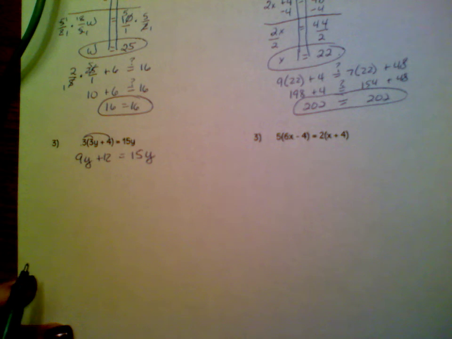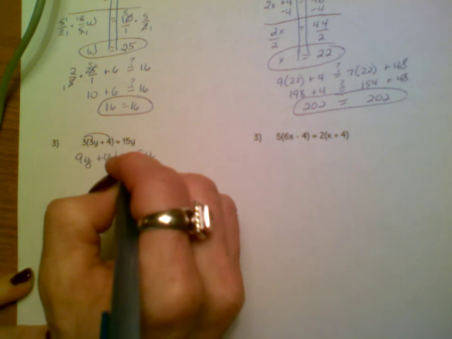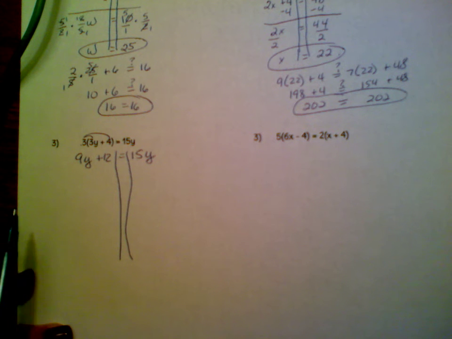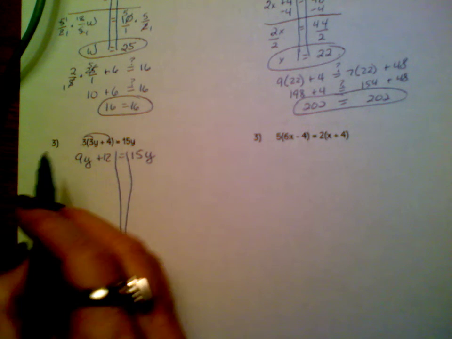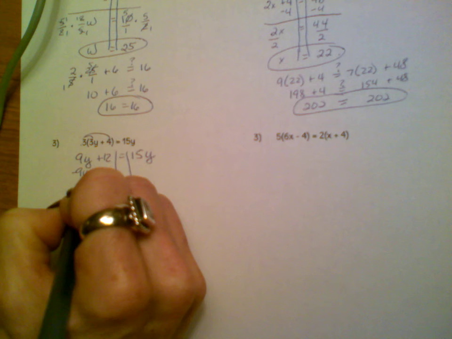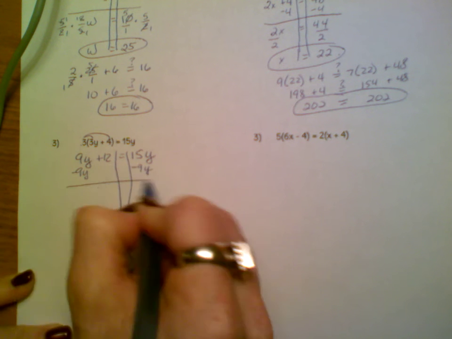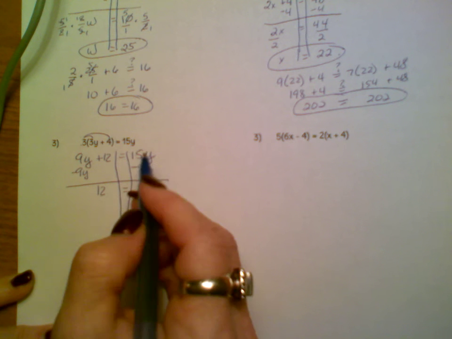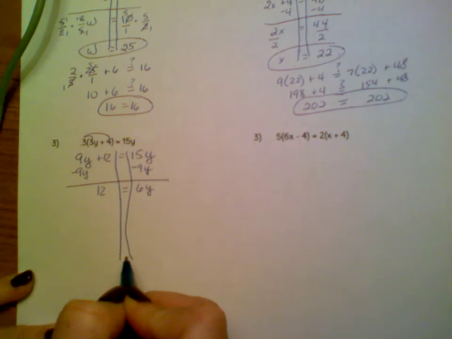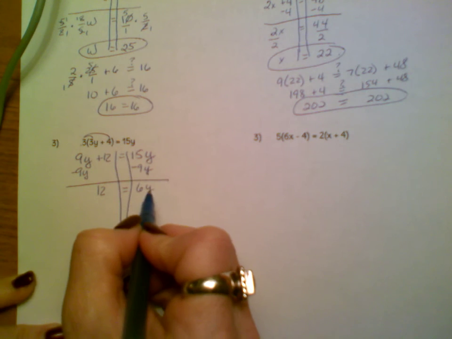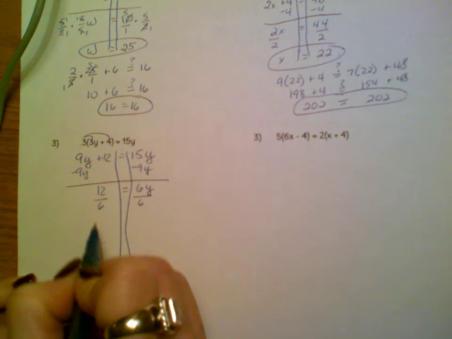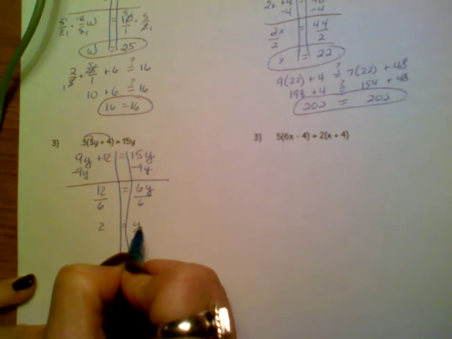Now there's nothing more I can do on either side. Now I'm going to put the railroad tracks in. I want to move my y's to the same side of the equals, and I like positives, so I'm going to subtract 9y from both sides. So I have 12 over here. 15y minus 9y is 6y. Now I need to isolate for y, so I need to undo multiplication, divide by 6. I get 2 equals y.